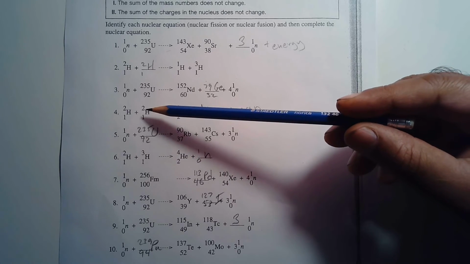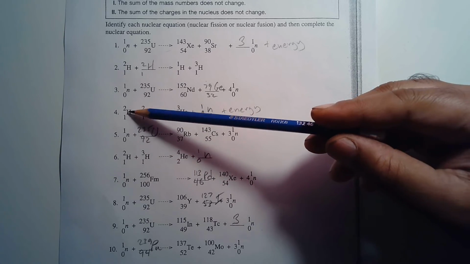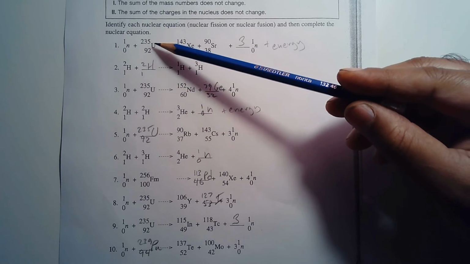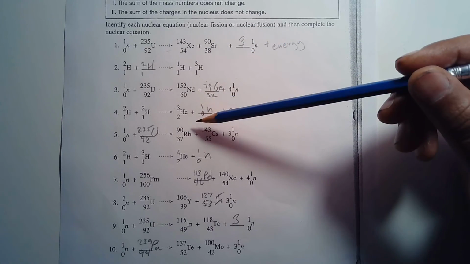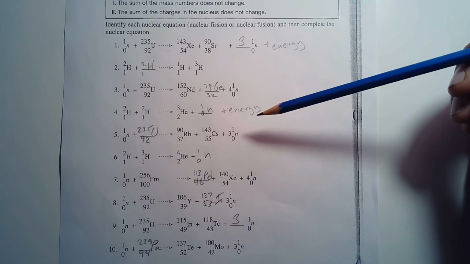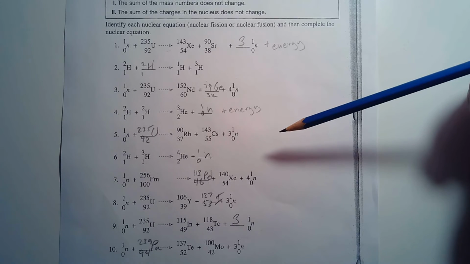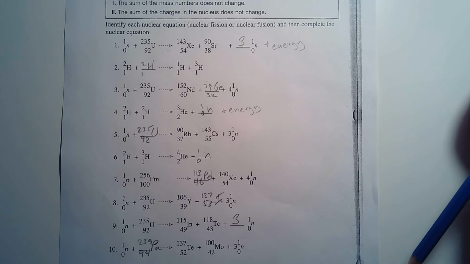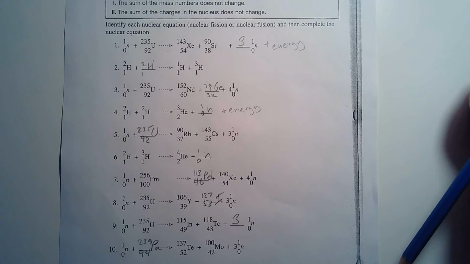2 light nuclei like this. You can see the mass numbers here are really small in comparison to something like U-235. They join up, and then again you get a lot of energy being produced. Okay, so fuse means to come together. Fission means to break apart.